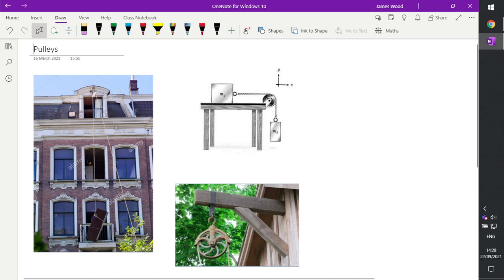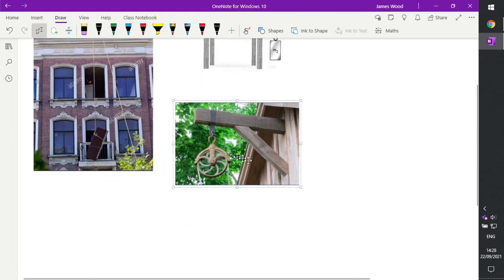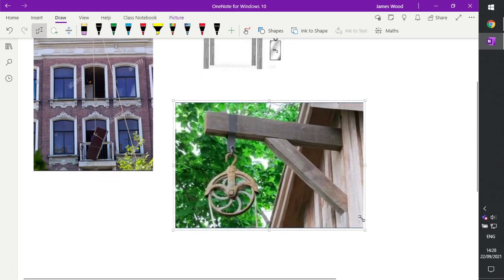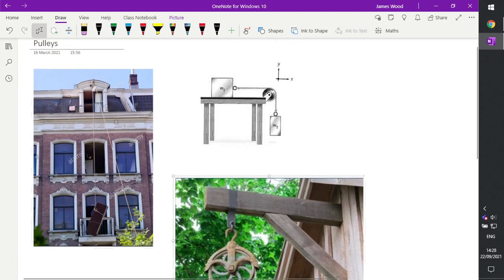I've got another example here of a winch with a pulley. This looks like it's on a barn or something like that. So you could use it to hoist hay bales into your barn. And I've also got an example here.